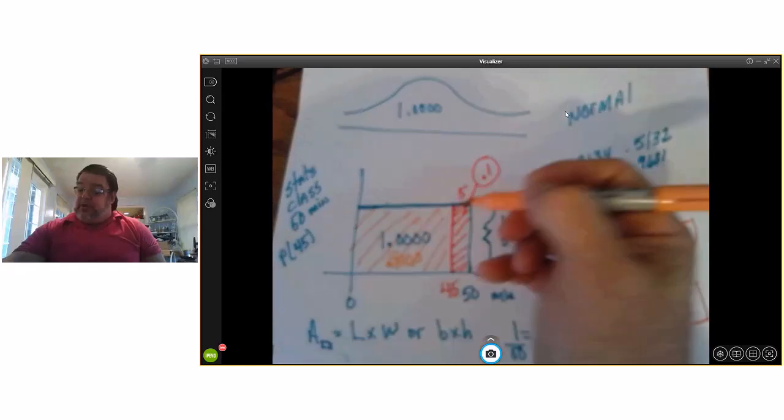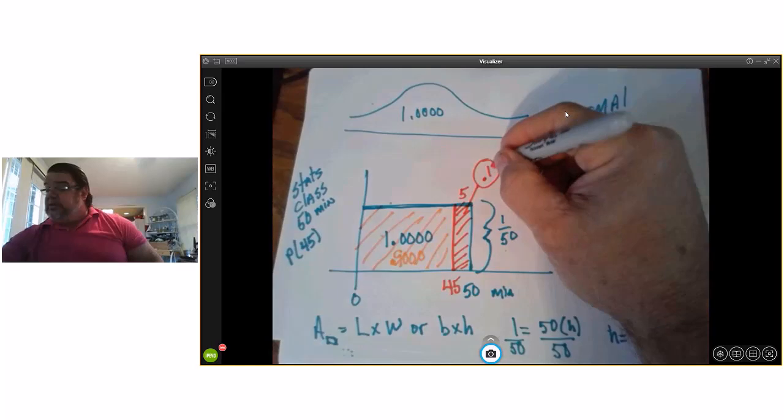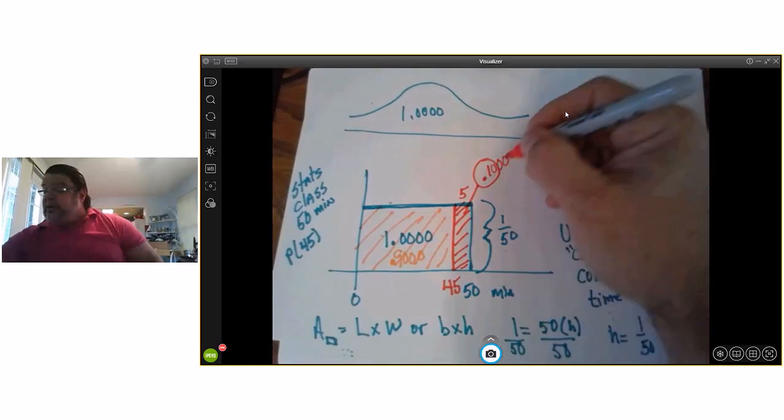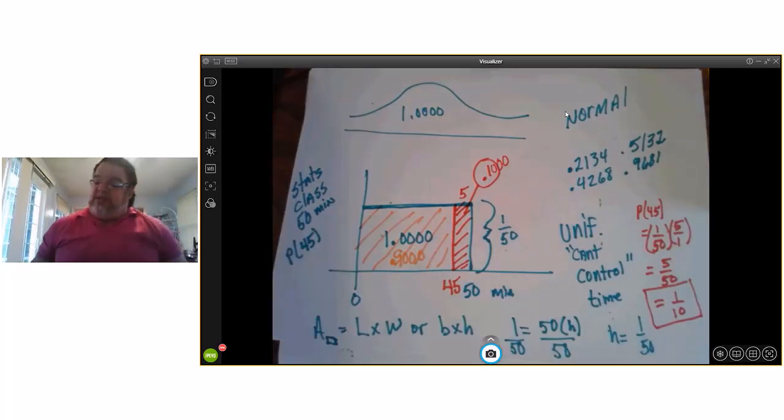0.9000. So what kind of a chance is it that your teacher is going to go above at least 45 minutes? Well, that's going to be like 90% chance. And this is a 10% chance. That's how you do a uniform curve.